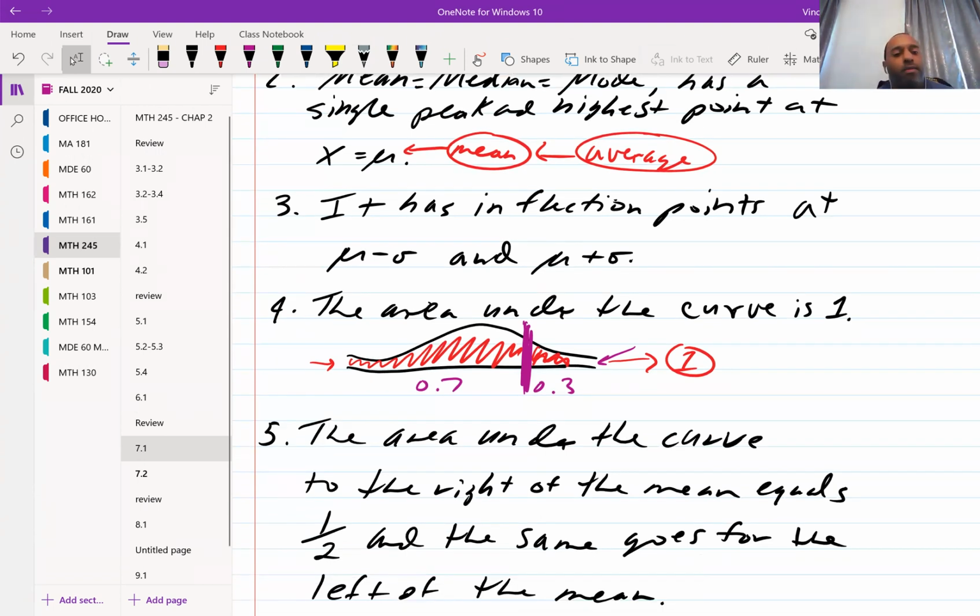All right, number five, we mentioned that one already as well. The area under the curve to the right of the mean equals half, and the same goes for the left of the mean. So when we say the mean is in the middle, it is slap dab in the middle. Whatever's going on to the right is going on to the left. 50% of your data is to the right of it, 50% of your data is to the left of your mean.